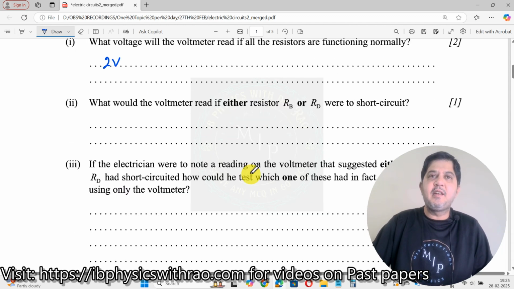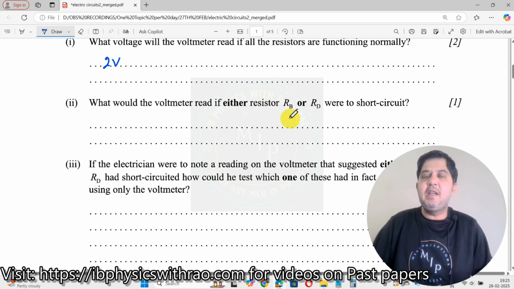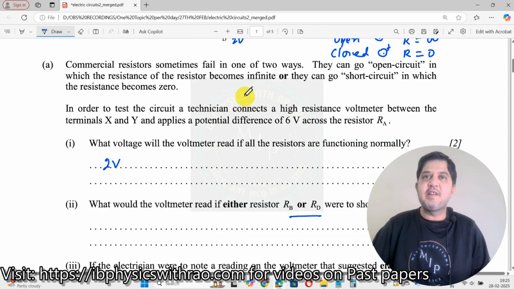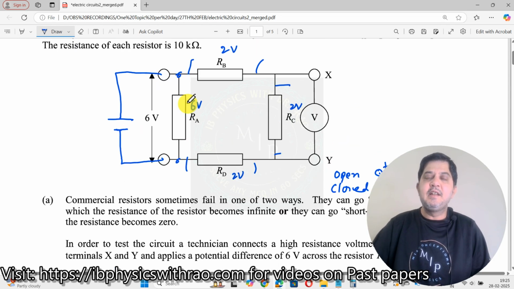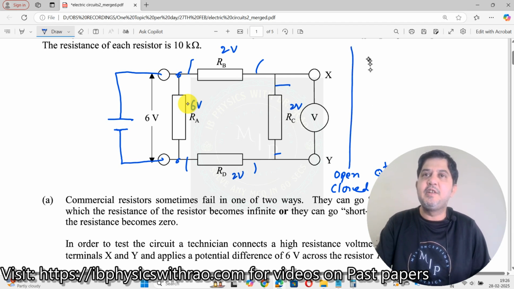What would the voltmeter read if either resistor RB or RD were to be short circuited? Which means what? What do you mean by short circuit? Short circuit means R equal to 0. So what is he asking here? Suppose RB is equal to 0. Let me write it down here. If RB is equal to 0, then what will be the voltmeter reading here?